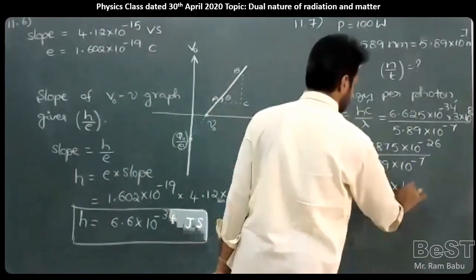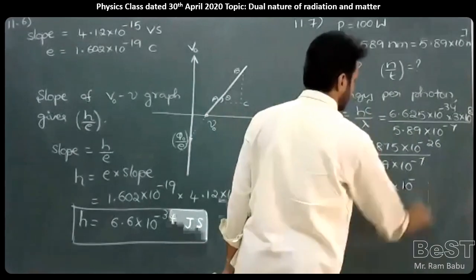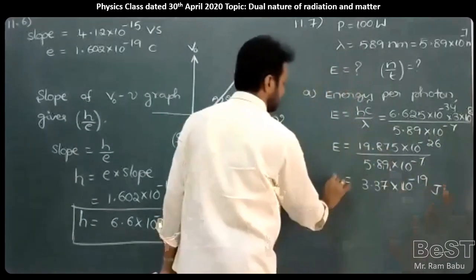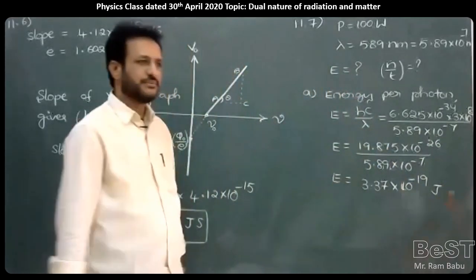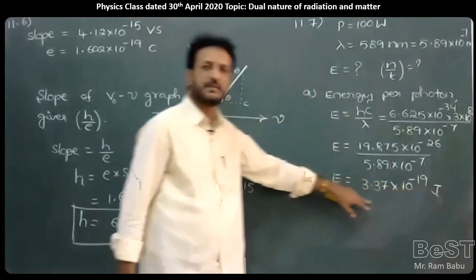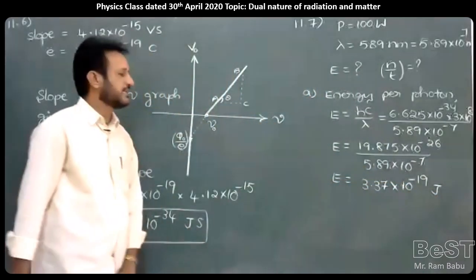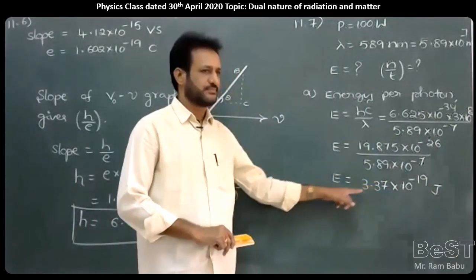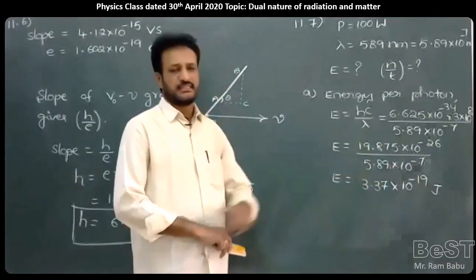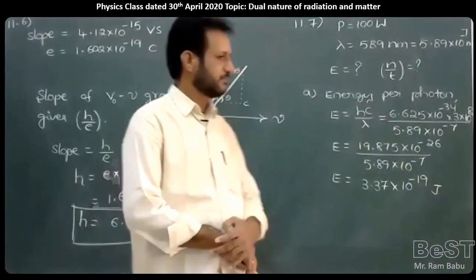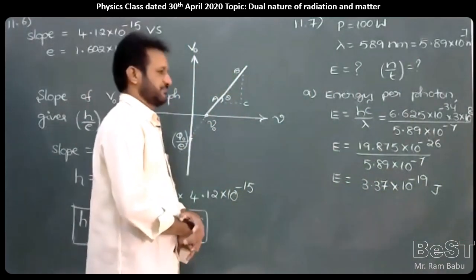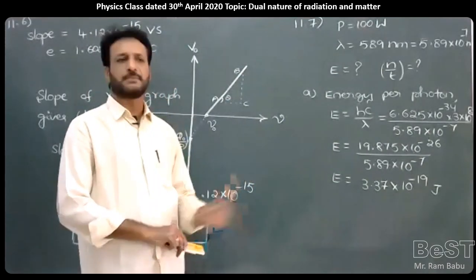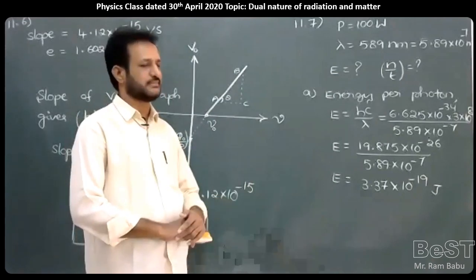Correct? Joule. If you want to get electron volt, we should divide the value with 1.6 into 10 power minus 19. Otherwise, joule means correct one. And textbook answer, if you want to round off, 3.4. Or you can round off the value 3.37 to 3.4 also, right.